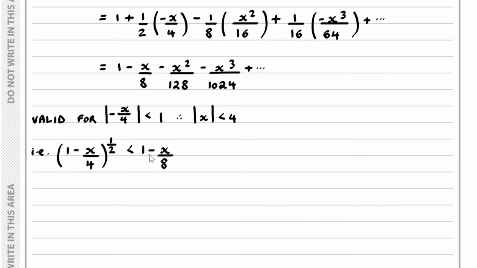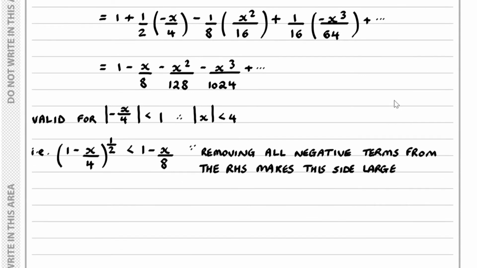But the other reason why this inequality works is removing all the negative terms from the right hand side makes this side large. So I've simply removed the negative terms here, and by removing them, the 1 minus x over 8 will be greater than the expansion of 1 minus x over 4 to the 1/2.